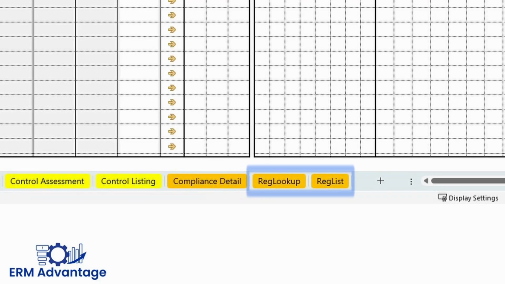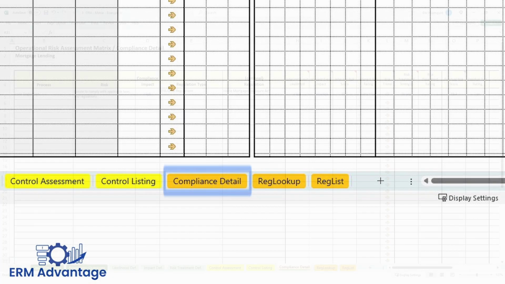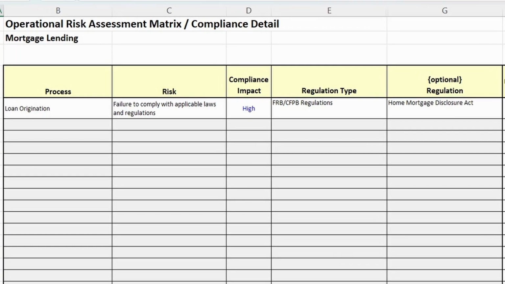Two of these tabs are where you would build your list of regulatory themes and then the individual laws or regulations contained within those, again, as applicable to your organization. Then in this main tab is where you would take the high-level risk of failure to comply and start to break it down into more granular risks, either by themes such as fair banking or truth in lending, or down to an individual law or reg level. Either is fine, it really depends on how you want to do it.